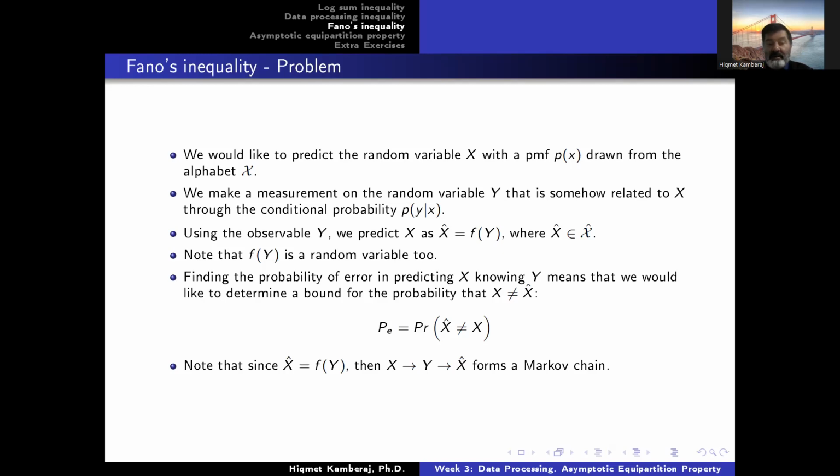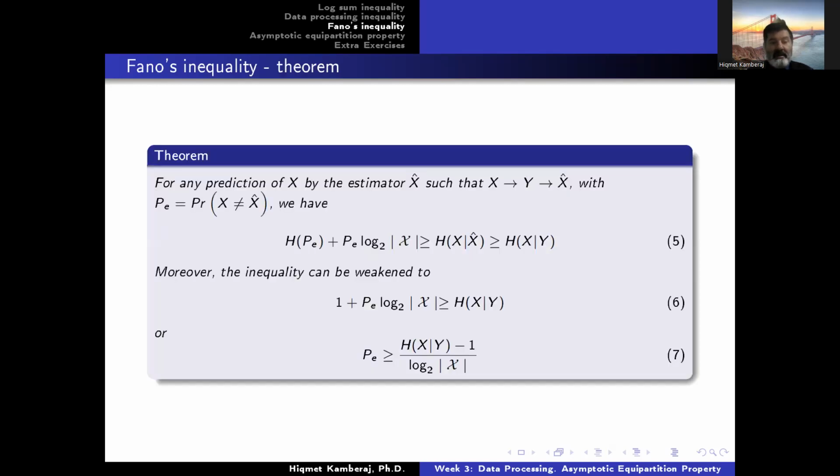Finding the probability of error in predicting X knowing Y means that we would like to determine a bound for the probability that X is different from X hat, which is given as P of error equal to the probability of X hat different from X. Note that since X hat is equal to f of Y, then X, Y, and X hat form a Markov chain. Then Fano's inequality theorem is formulated as the following.